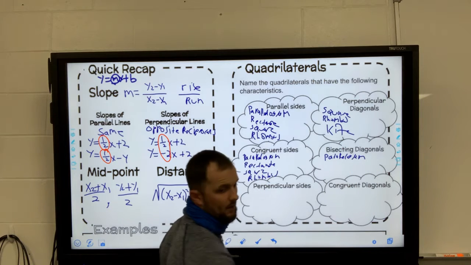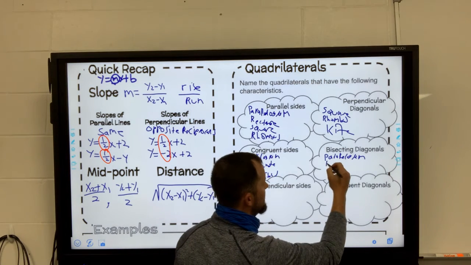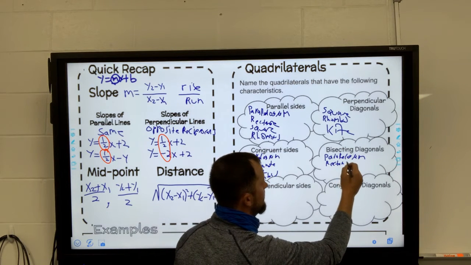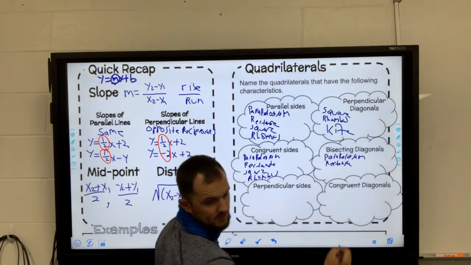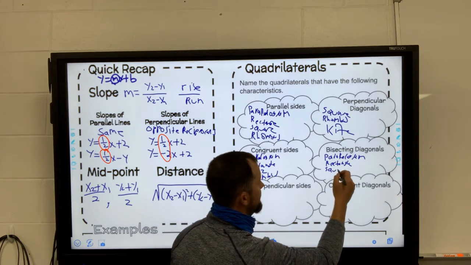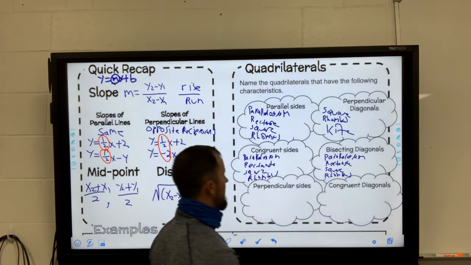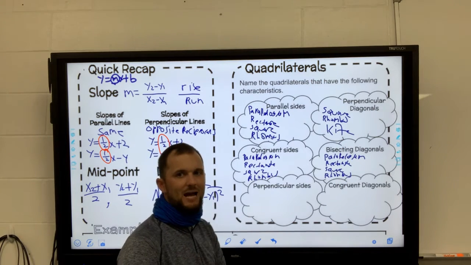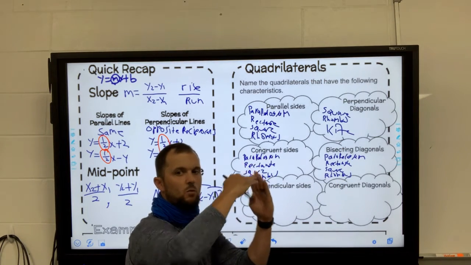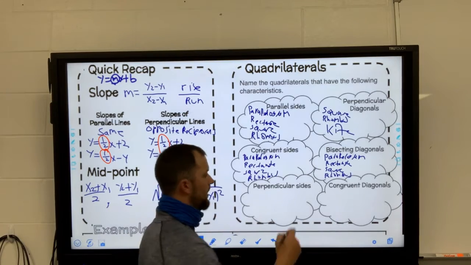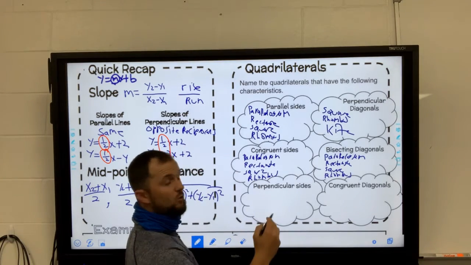Okay, I know a rectangle does that. I know a square does that. And I also know a rhombus does that. Okay? Which ones have perpendicular sides, meaning when the two sides meet, which ones are going to be 90 degrees? And those ones are ones with 90-degree angles.